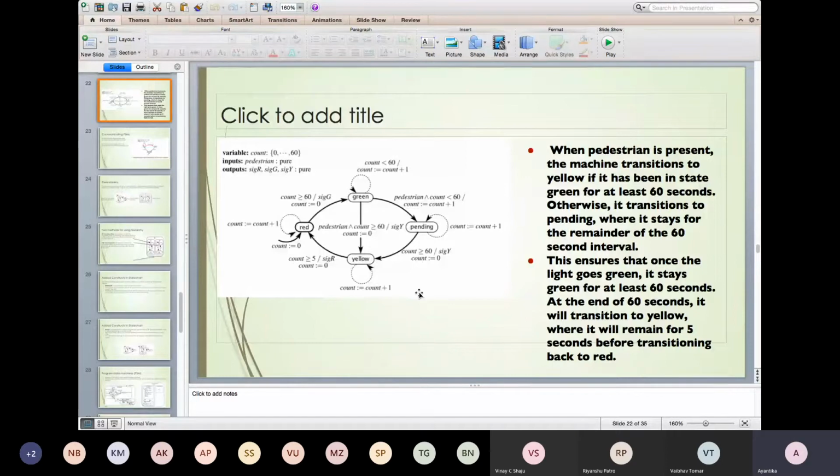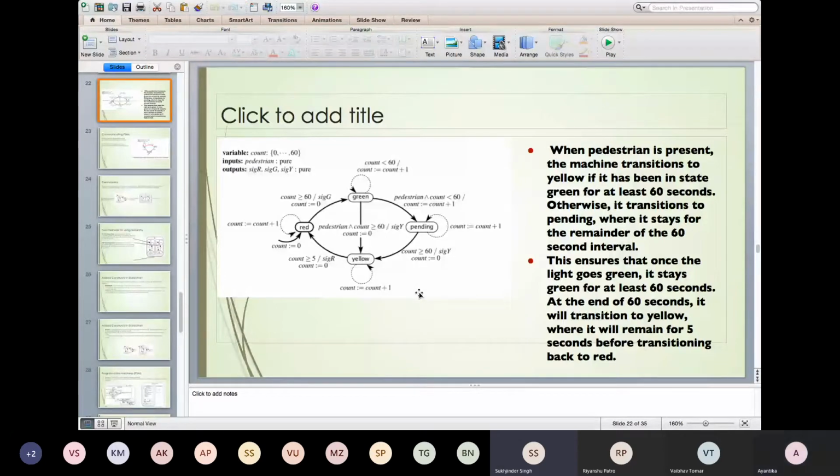Ma'am, pardon? Yes, ma'am. Like in this, from the green state, when we are transitioning to pending or yellow, the condition is an intersection, right? Pedestrian intersection. Sorry, both conditions should be satisfied, pedestrian and count. Exactly, an AND condition is there.